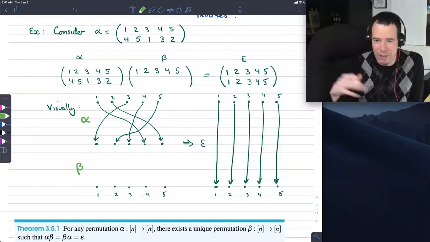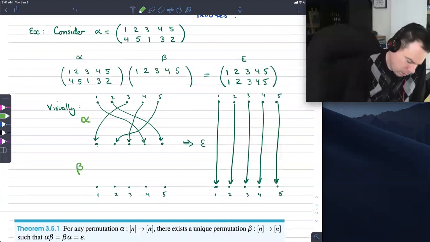So alpha scrambles these things in some way. Beta is supposed to undo that. So all we do is just make sure beta restores everything. So I just take these arrows and put them back where they should be. So maybe 1 goes off to 4. Well, that means 4 better come back to 1.